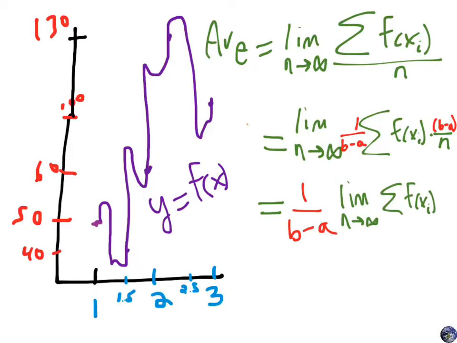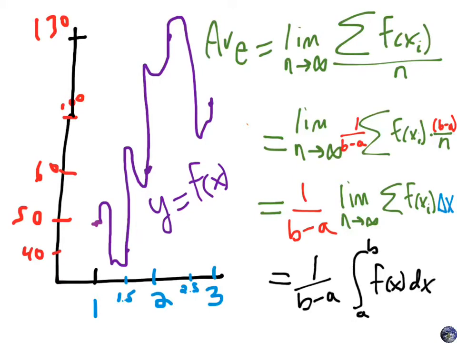And rather than writing b minus a over n, that is our definition of delta x. So now, this part over here, the limit as n goes to infinity of the sum of f of x_i times delta x, this is our definition of integral. So I can just rewrite this and say, all right, we have now motivated a good definition for the average value of a function over an interval. It's just 1 over b minus a, in this case our b was 3 and our a was 1, of the integral from a to b of whatever your temperature function is. So that's the definition of the average value of a function.